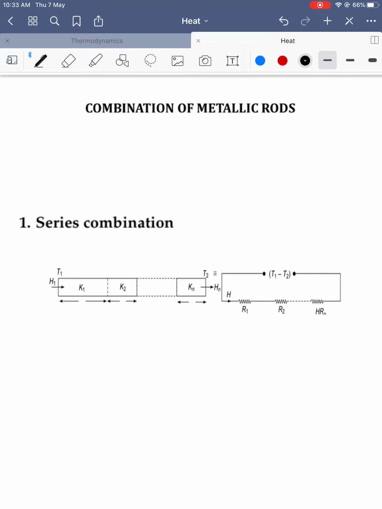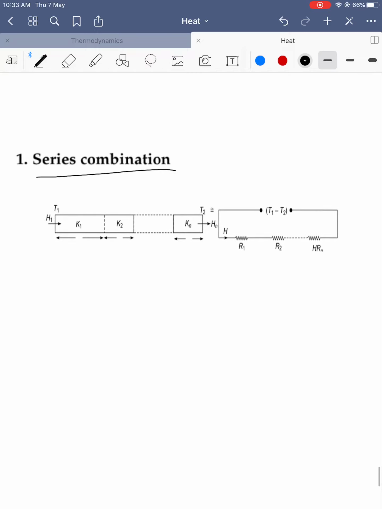Students, in this class we are going to see combination of metallic rods. If the rods are combined in different orientations, how will the heat be transferred? That's what we are going to see in this class. There are two types of connections. One is the series combination, as you are seeing here.